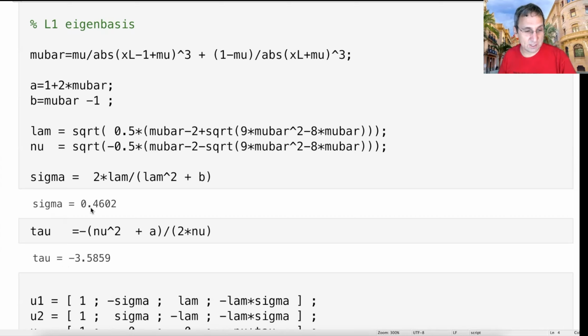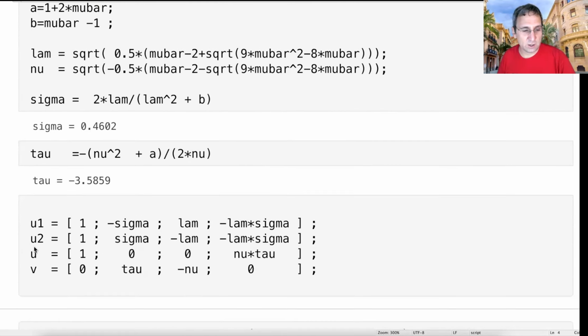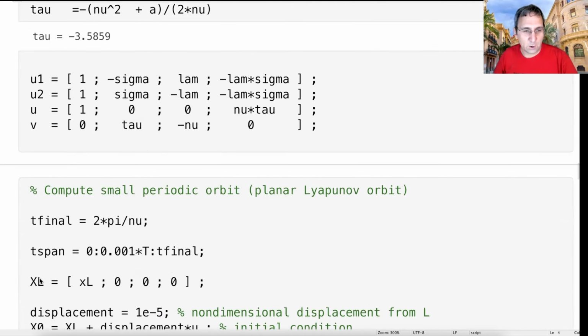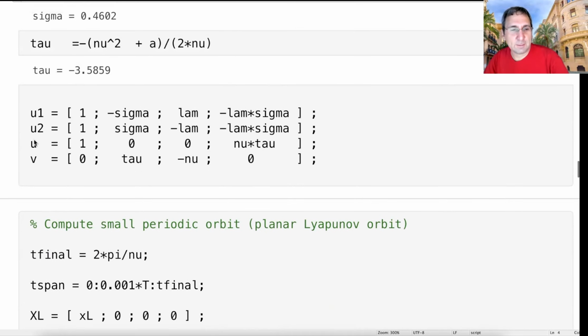Remember, here's sigma, it's kind of small, 0.46. Tau, it's kind of large and negative, 3.5. And then we could define U1, U2, U, and V. So we're analytically giving the eigenvectors as columns. But all I want to do is start at the equilibrium point and then perturb in the direction of this U eigenvector.